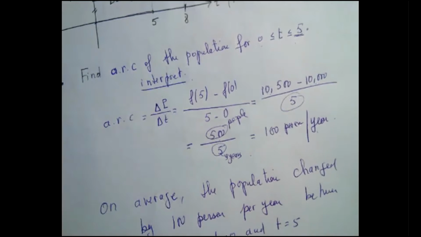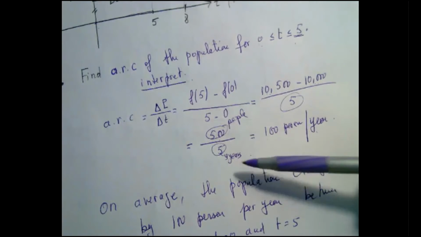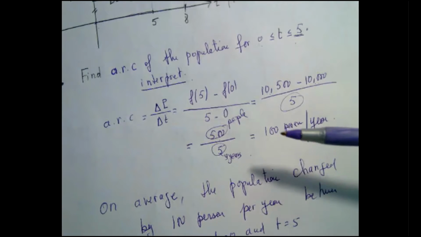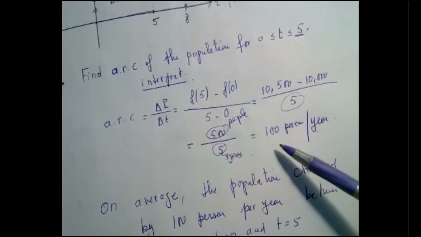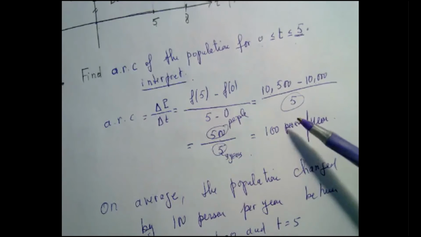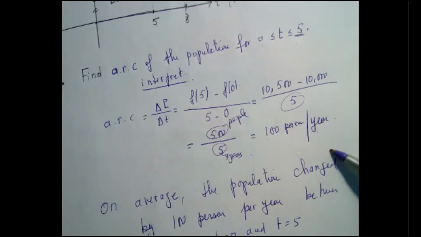So it's really a matter of asking ourselves how fast was the population changing between 2000 and 2005. The population was changing at the rate of 100 people per year. That's right. So it's how fast the population is changing. That's what the average rate of change is, the speed of the population. Now, does it mean it's changing exactly 100 per year? Yes or no?